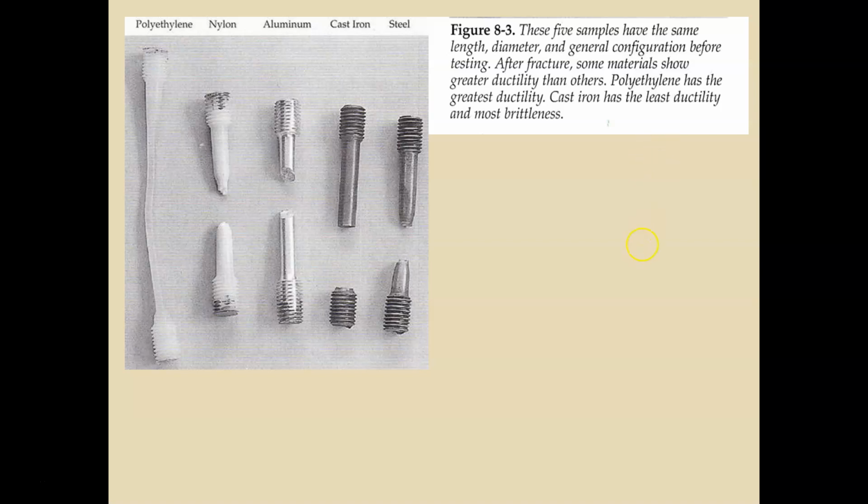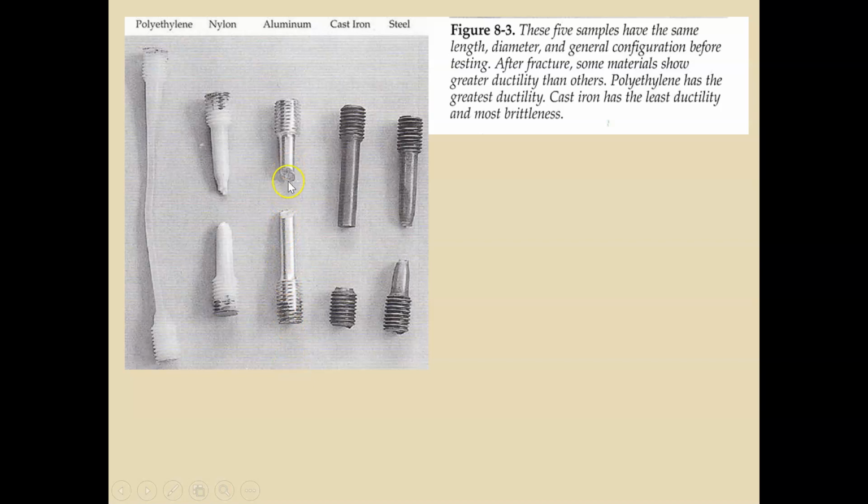And you can see that there's a lot of plastic deformation, of course, in the plastic parts themselves. We have some necking here. And this cast iron part here, you can see has a clean break. That's brittle fracture. The aluminum had some necking.